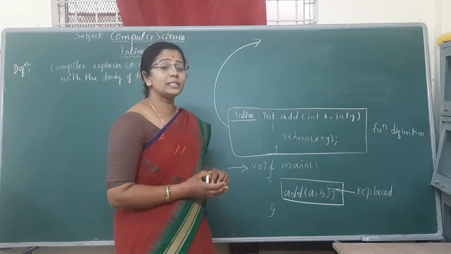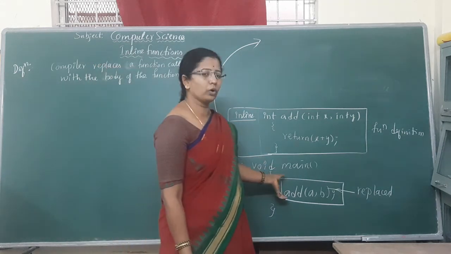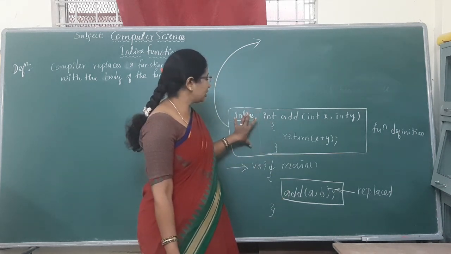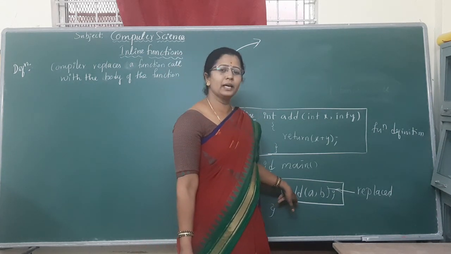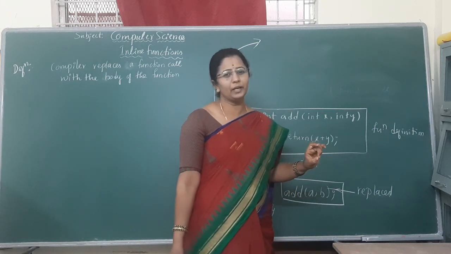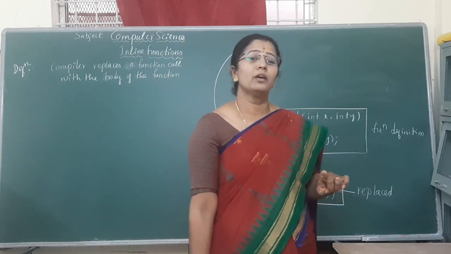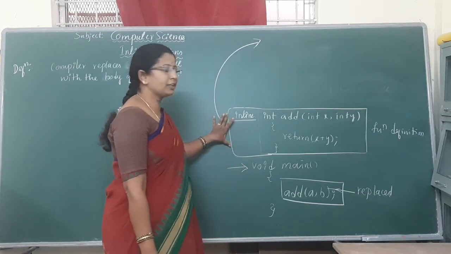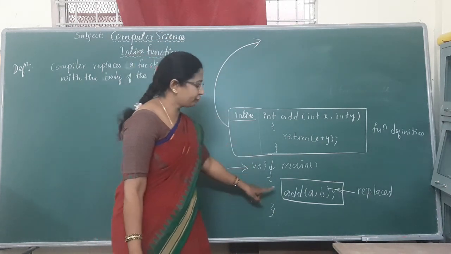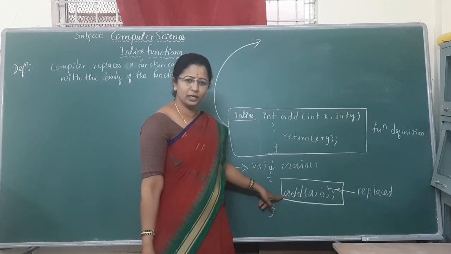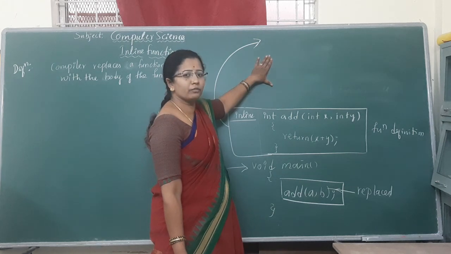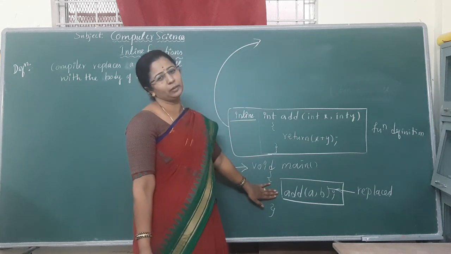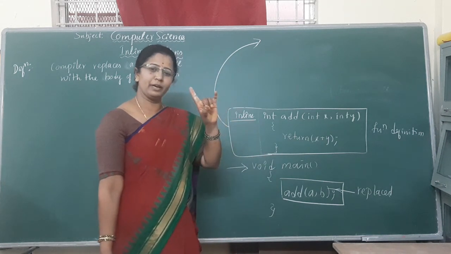Did you get it, students? A function we are going to invoke is a function call. That function call itself will be replaced with the function definition by the compiler automatically, and it avoids the call overheads. But what is the characteristic of this? Your definition of the inline should be defined before the function call. After the definition of the inline, your function call should come. That is the first characteristic.